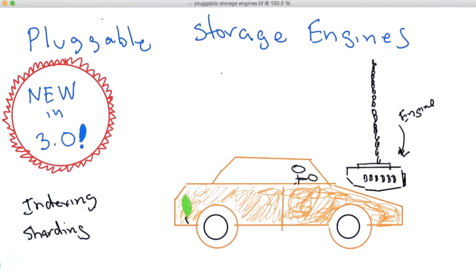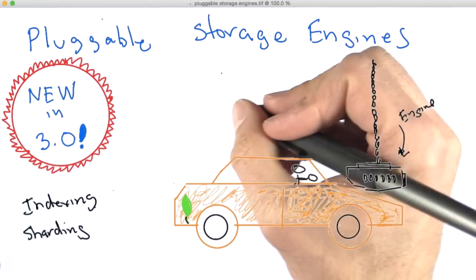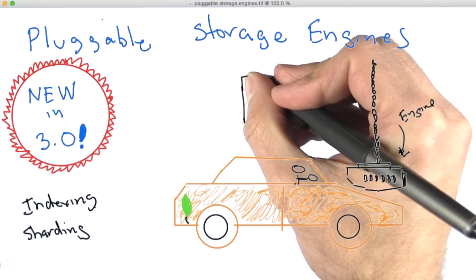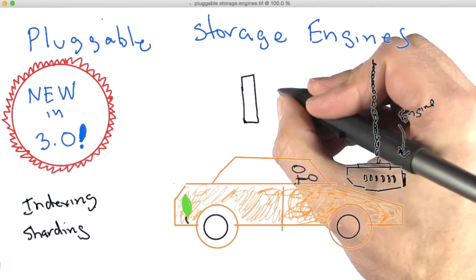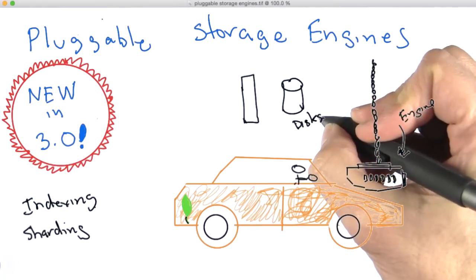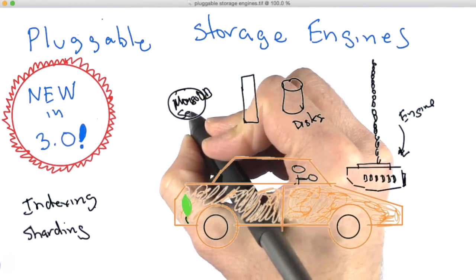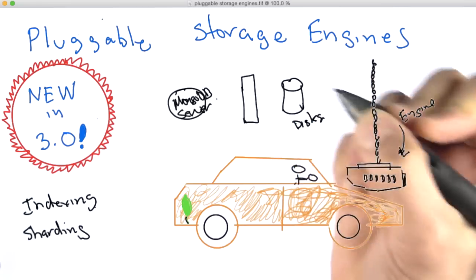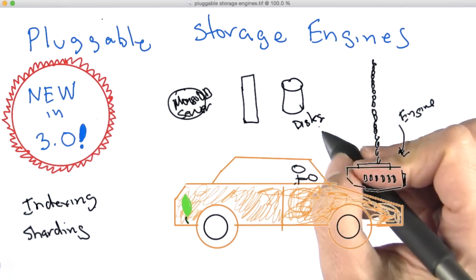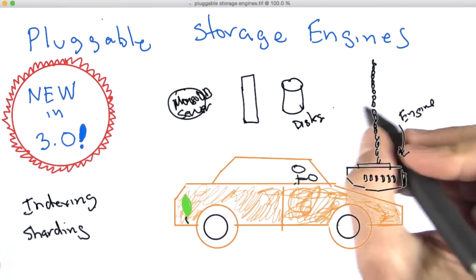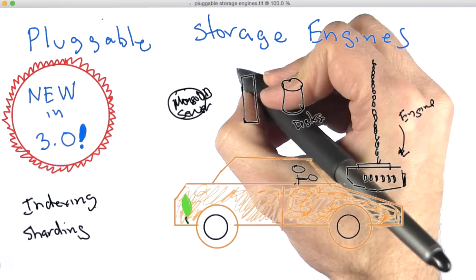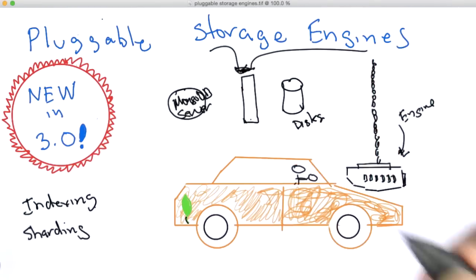Now, what is a storage engine? A storage engine is the interface between the persistent storage, which we'll call the disks, which might be a solid-state disk, and the database itself, MongoDB. And this is the MongoDB server. So the MongoDB server talks to the disk, the persistent storage, through a storage engine. So that's the storage engine right there.